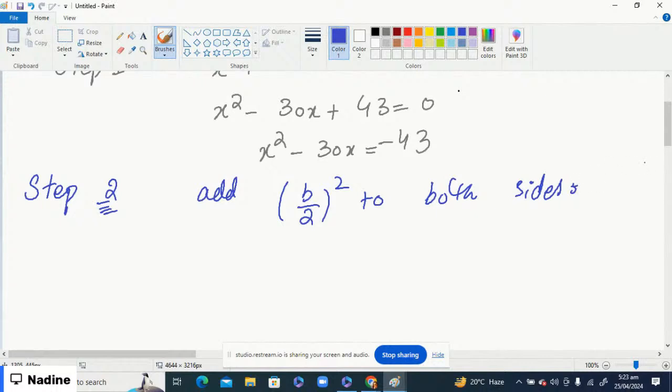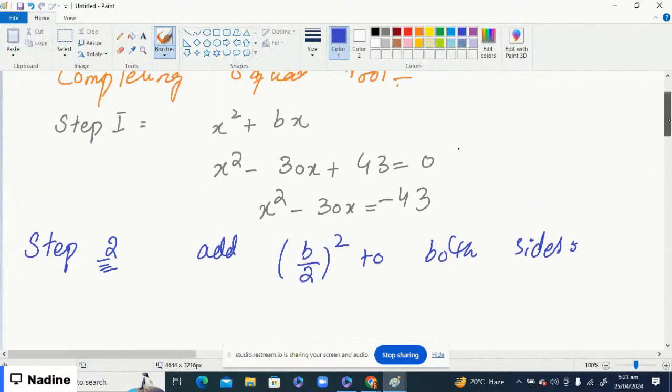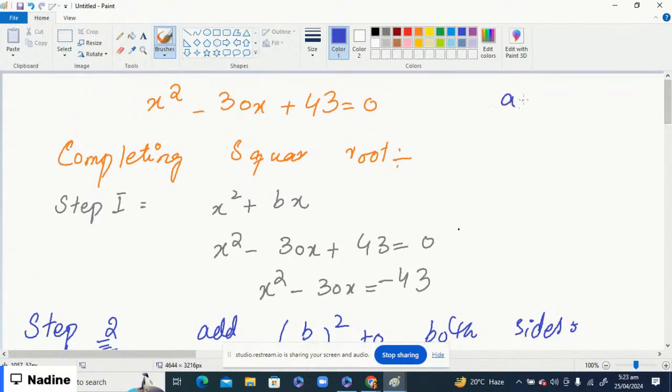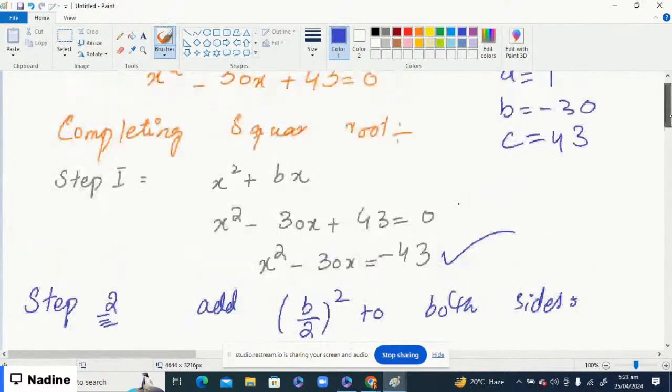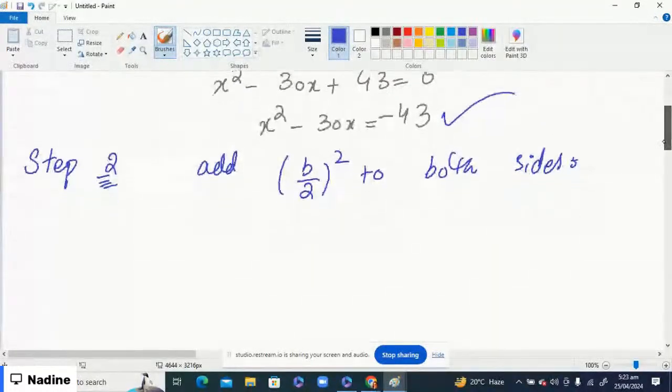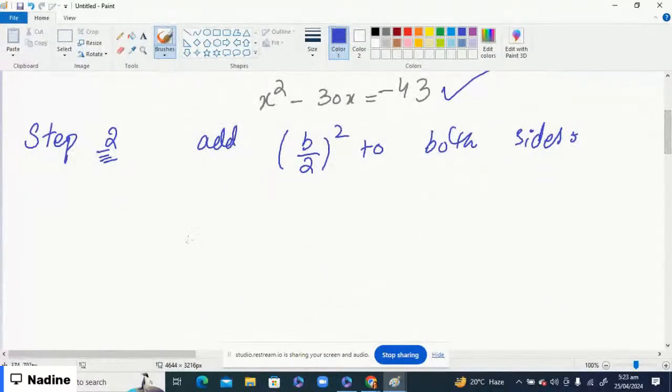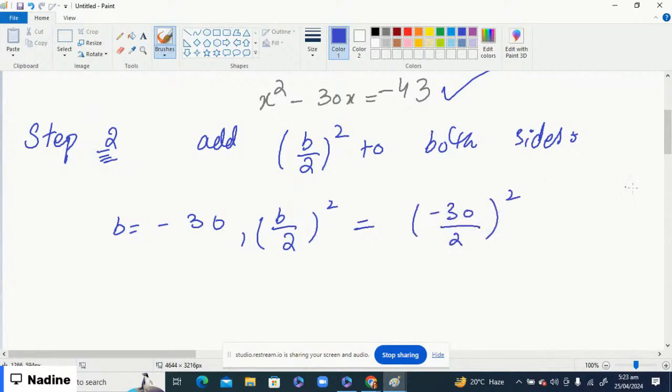Okay, let's get add. What is b here? First check it out. What is a, what is b? A is 1, b is minus 30, c is 43. First step, x square plus bx, we make it. Second step is b by 2 whole square, we are adding. What is b? That is minus 30. So if your b is minus 30, so what is b by 2 whole square? This is minus 30 by 2 whole square.